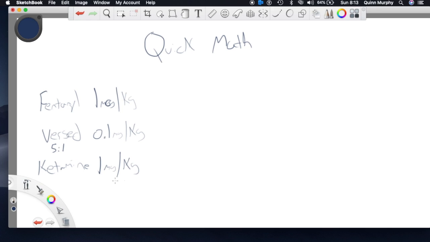And then ketamine for pain is 1 milligram per kilogram. Now I know we mainly give ketamine for the DAI protocol, but we can also give it for pain. And if you figure out 1 milligram per kilogram, you can just multiply that by 2, and that's what you're going to get for the DAI. So the method that I'm going to discuss here is going to give you your dose for all 3 of these drugs.